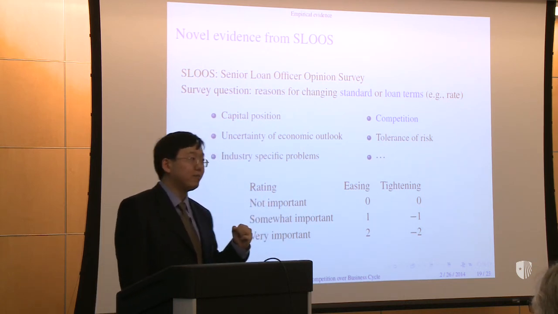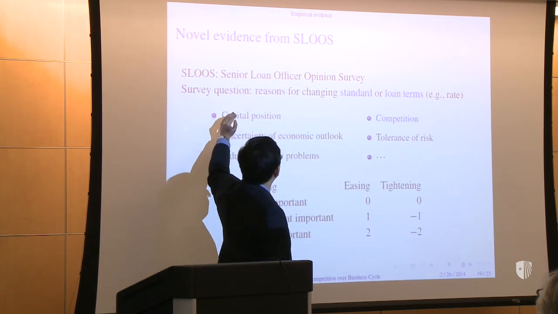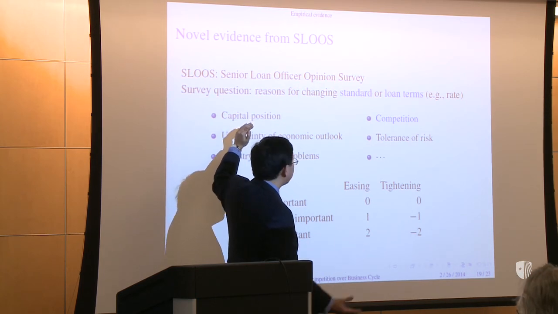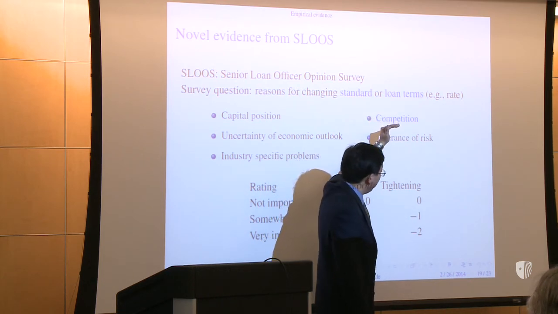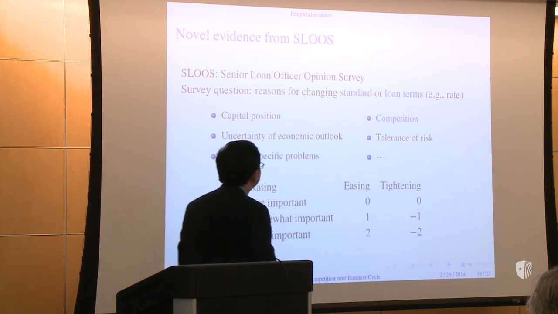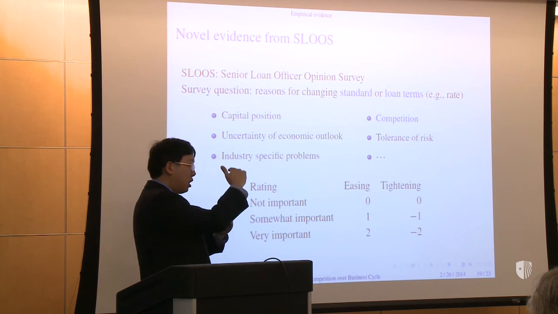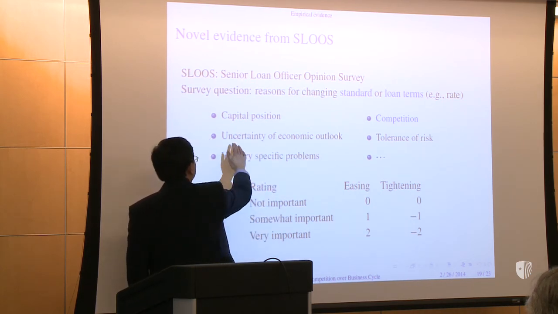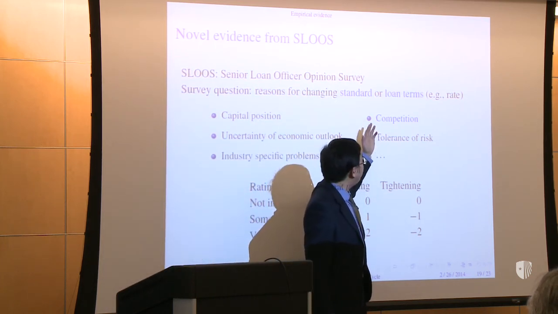Federal Reserve Board. And in this survey, there's a very nice question that asks the banks participating in the survey what the reasons are for changing standards or loan terms, that is the interest rate and some other terms. And there are a bunch of alternative answers to this question, like capital position, uncertainty of economic outlook, and competition.